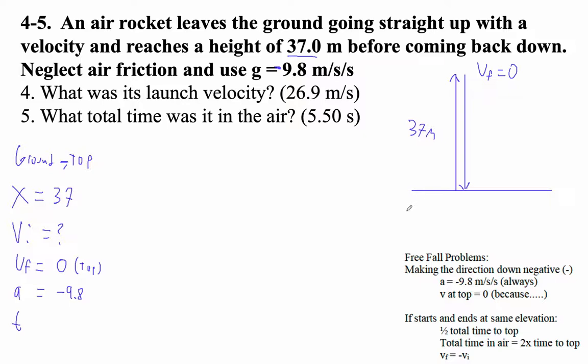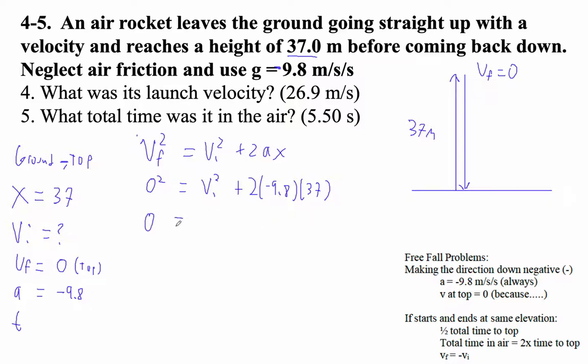All right, so I guess we want to solve for the initial velocity, and I want to use a formula that doesn't require time because I don't know it. And that is, of course, Vf squared is Vi squared plus 2ax. So 0 squared equals Vi squared plus 2 times negative 9.8 times 37. Okay? And so 2 times negative 9.8 times 37, that's negative 725.2.